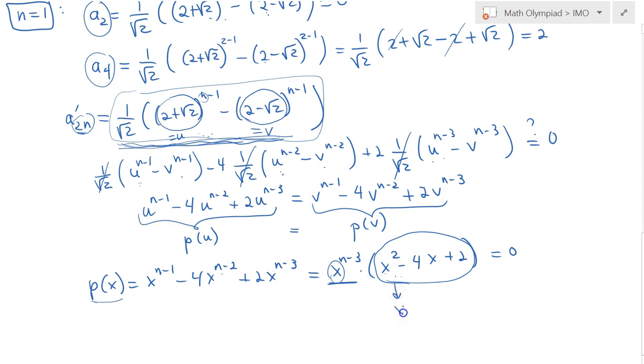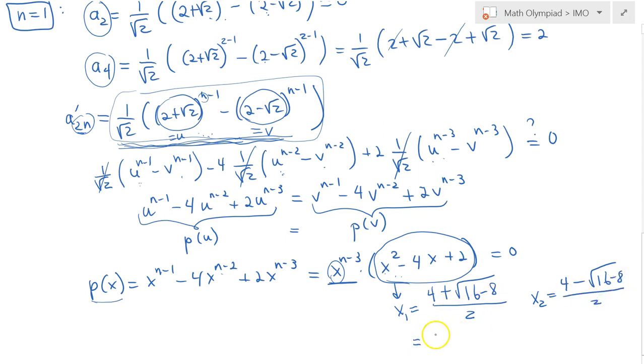When I look at the roots, x1 would be minus b, so it will be 4 plus, let's say, square root. So b squared is 16 minus 4 times 2, which is 8, all divided by 2. And x2 is the same expression except with a minus sign.